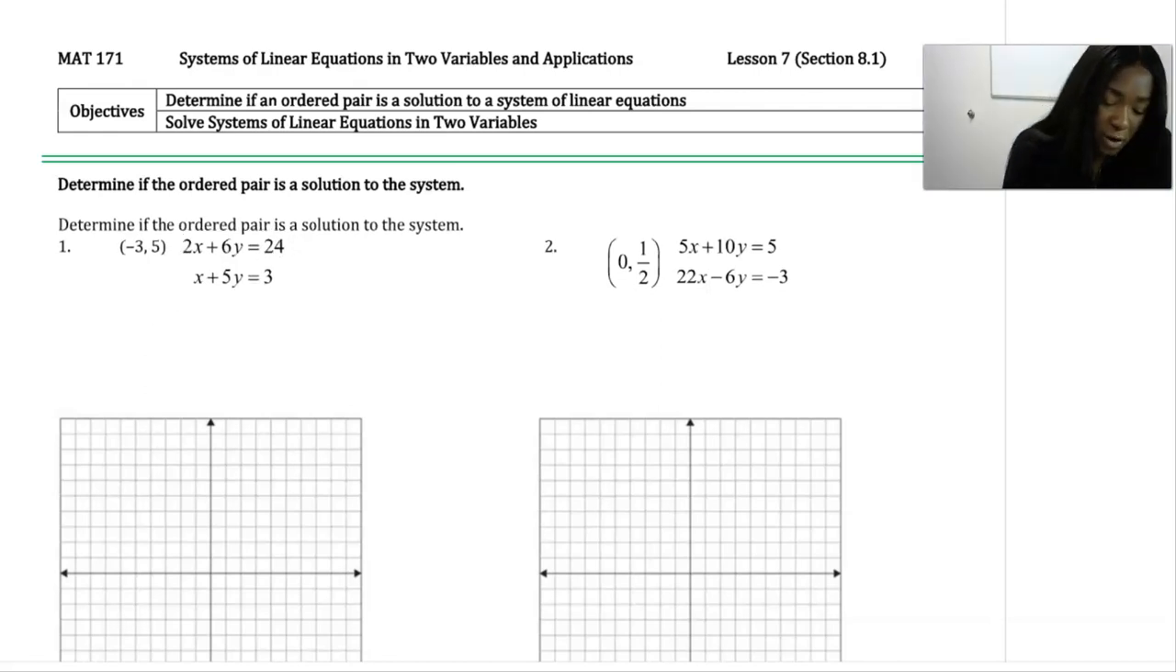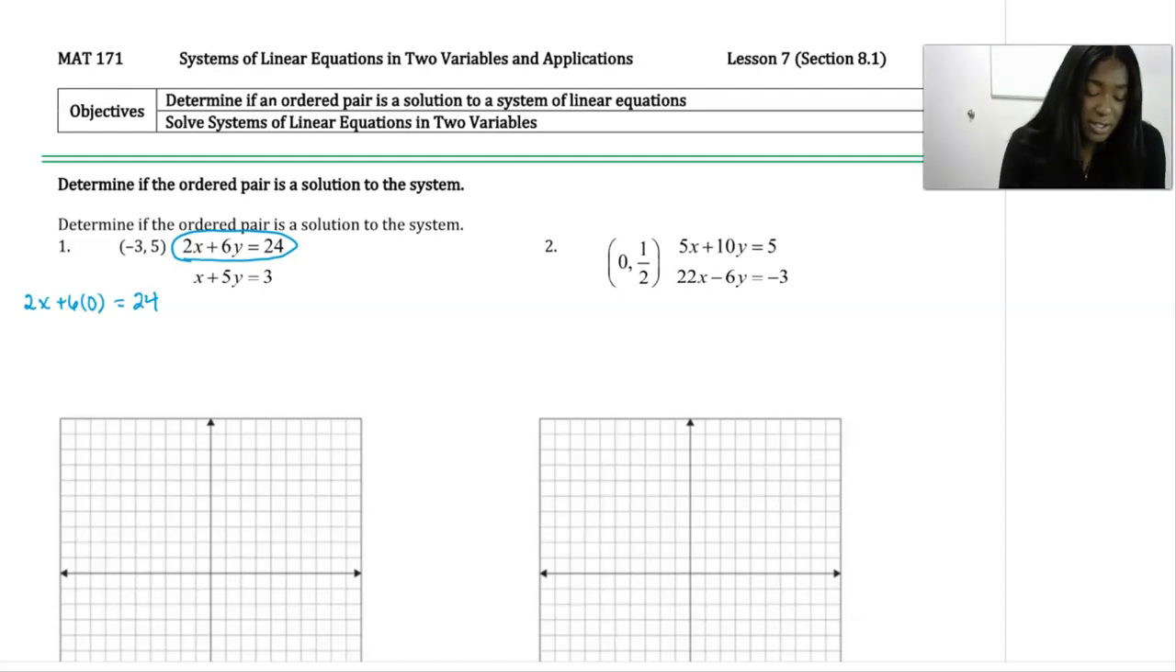So to start, I'm going to graph the first line, 2x plus 6y is equal to 24, and I'm going to graph that by finding the intercepts. If I was finding the x-intercept first, I would set y equal to 0. So I have 2x plus 6 times 0 is equal to 24. That just says 2x equals 24, which tells me that x is equal to 12. So I know that the first line has an x-intercept at 12, 0.